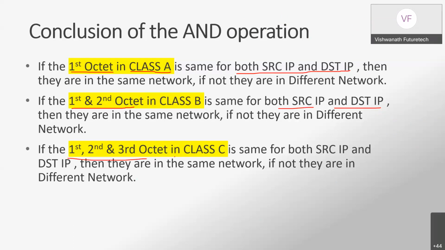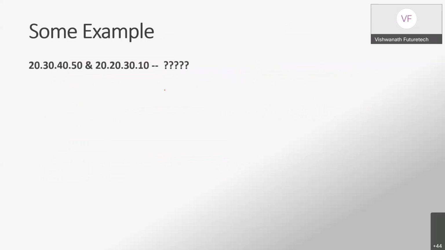And if class C is the same for both, which means the first 3 octets match, then they are declared as the same network, right? If not, they are in different networks. So some examples: if you see this, this is class A, and for it, just to check class A, only the first octet has to match, which means they are in class A and in the same network.